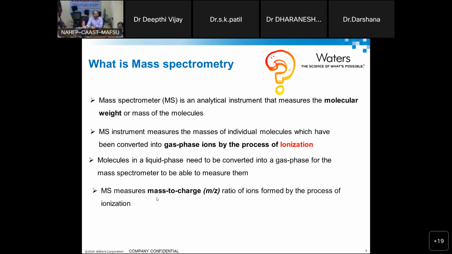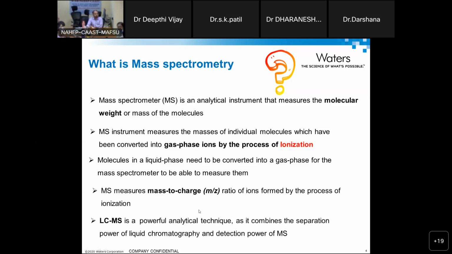A mass spectrometer measures the mass to charge ratio, often called m/z, where m denotes mass and z denotes charge, of the ions formed by the process of ionization. Okay. So LCMS, that is liquid chromatography combined with mass spectrometry, is a powerful analytical technique as it combines the separation power of liquid chromatography and the detection power of mass spectrometry.